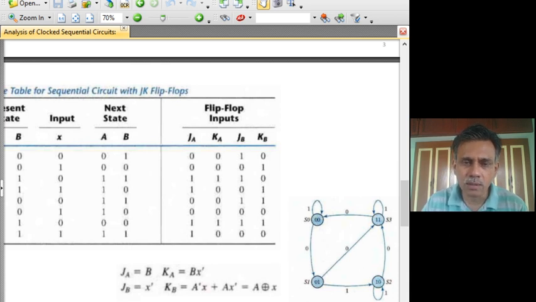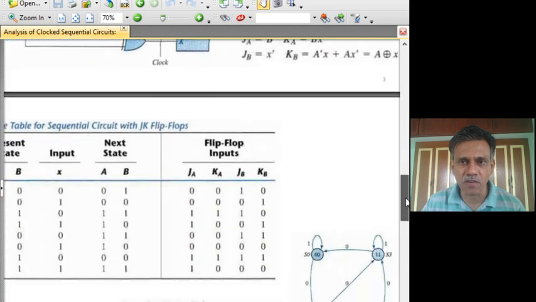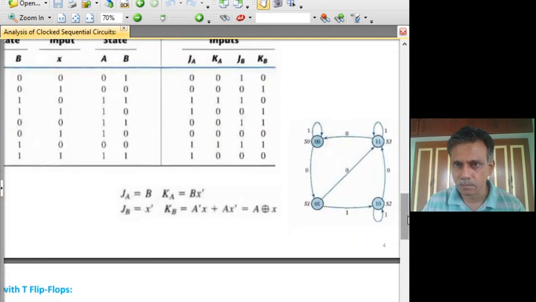So all the three, the circuit, the state table and the state graph, are equivalent to each other. Given any one of them, you should be able to find out the other one. You can write down the corresponding state table and you can come up with a circuit which is equivalent to it. Maybe the gates may change, but the functionality will remain the same.